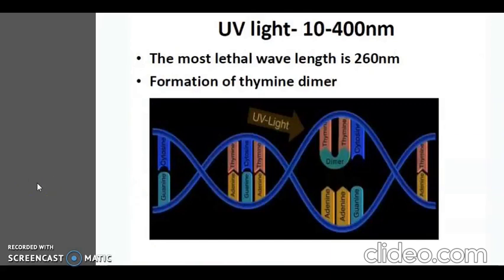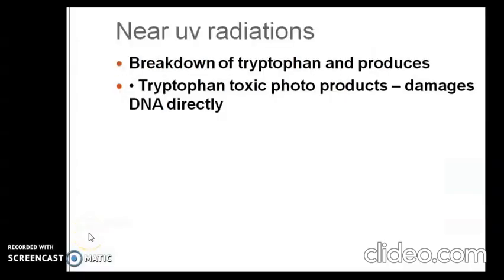Non-ionizing radiations include UV radiation. The main mechanism of UV damage is by the formation of thymine dimers in DNA. That is, there is formation of covalent linkage between two adjacent thymine residues, and this dimer formation will inhibit the DNA replication. Exposure to near UV radiations also affects microorganisms. They cause tryptophan breakdown into toxic photoproducts which produce breaks in DNA strands.